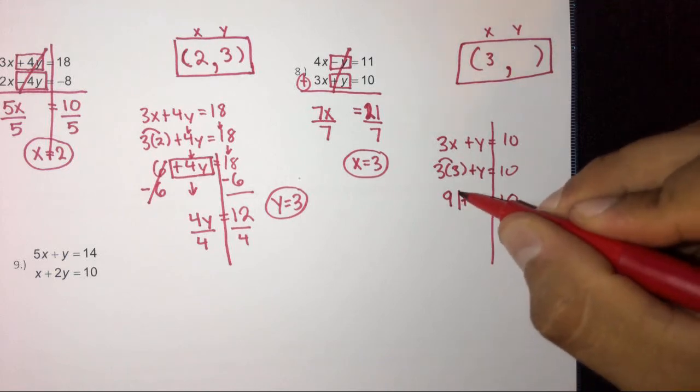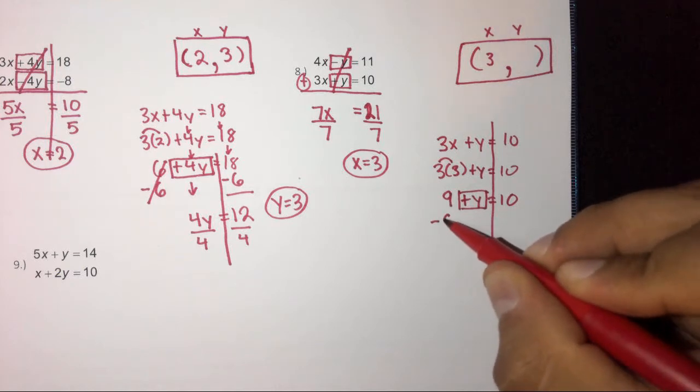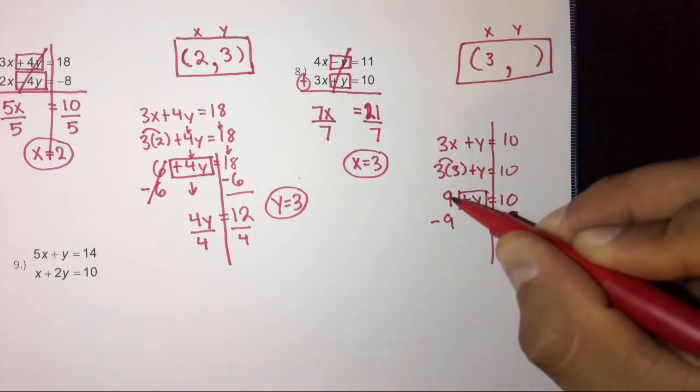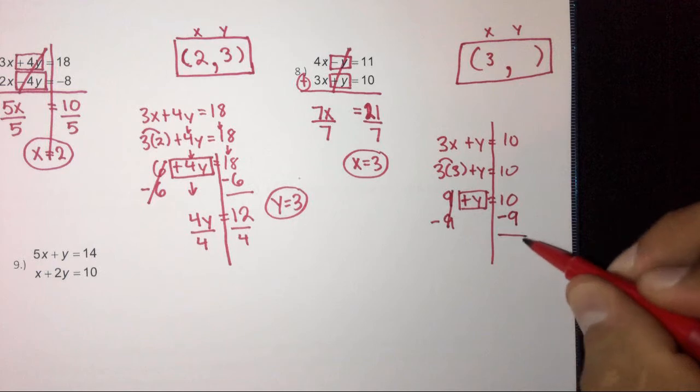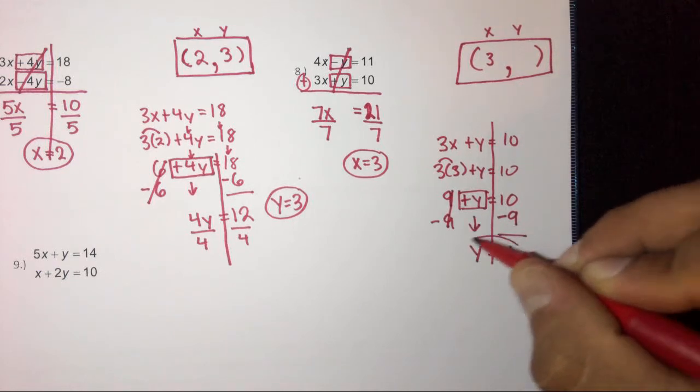And then I'm going to solve for y. Again, in order to solve for y, that means that I have to subtract 9 from both sides. 10 minus 9 is going to give me 1. Then the y is going to come down. So I have that y is equal to 1.